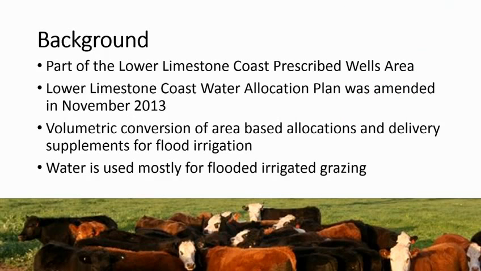So in 2013, the Southeast NRM Board completed the Lower Limestone Coast Water Allocation Plan. It resulted in the volumetric conversion of area-based allocations, and in this area most of the water is being used for flood irrigated areas using artesian water of pasture for stock. There's also some small seed production and those sort of things in that area as well.